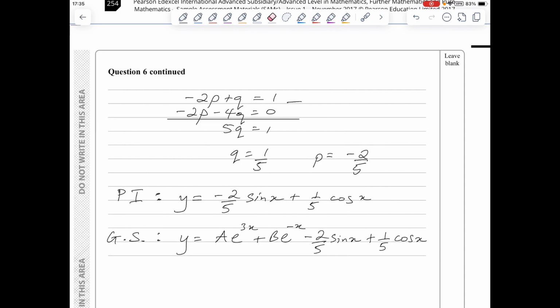Therefore, the general solution, which is equal to the complementary function plus the particular integral, is y equals a e to the 3x plus b e to the minus x minus 2 over 5 sine x plus 1 over 5 cos x.